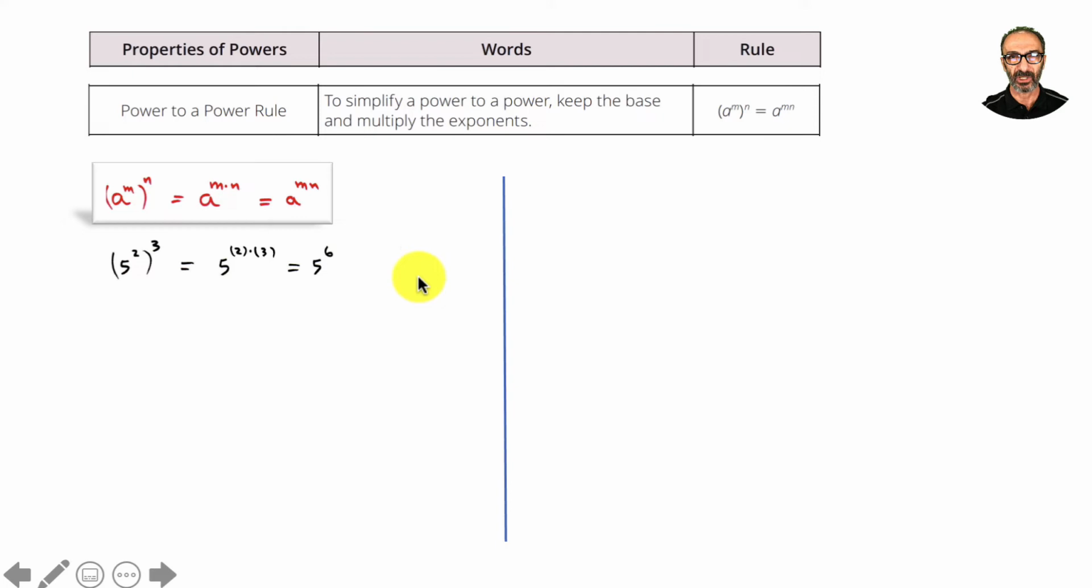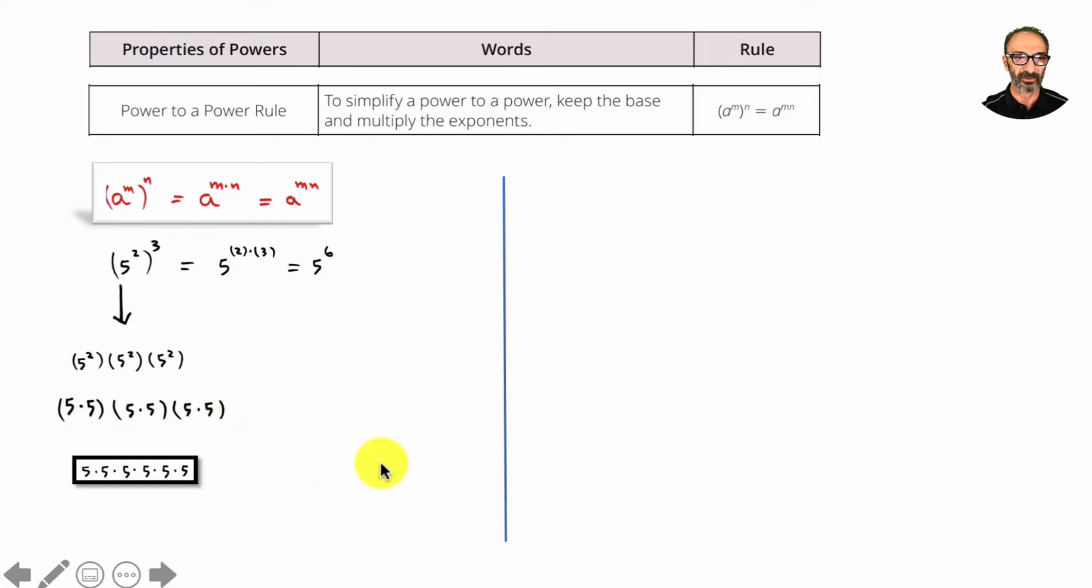Let's see how it works and why it should work. On the left side, what does it mean when you have a number in the base raised to the power 3? You multiply it by itself 3 times. But that's 5 to the second and 5 to the second and 5 to the second, which could be written as 5 times 5, 5 times 5, and 5 times 5. Without parentheses, it's going to look like this. We don't need the parentheses. I had them just to show you where each part is coming from. So how many 5s do we have? 1, 2, 3, 4, 5, 6.